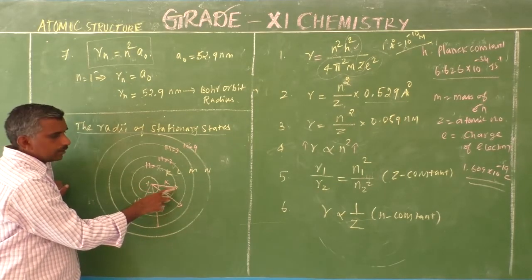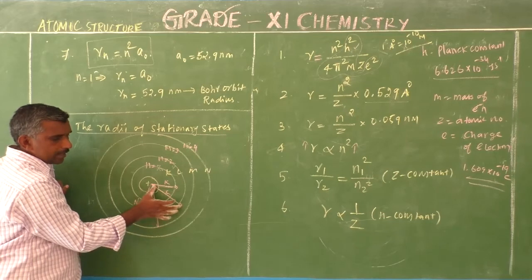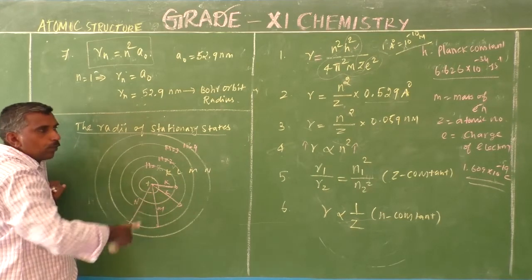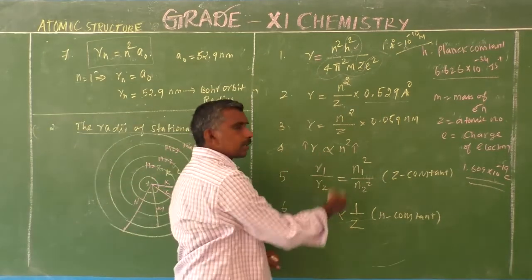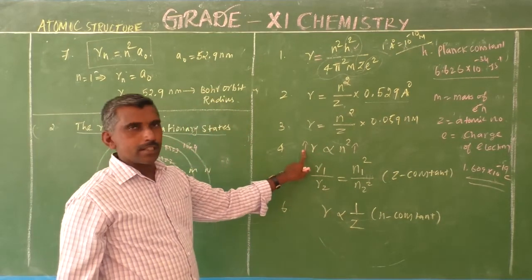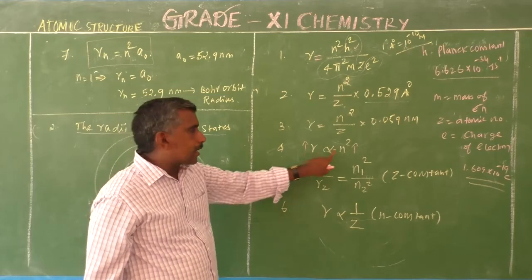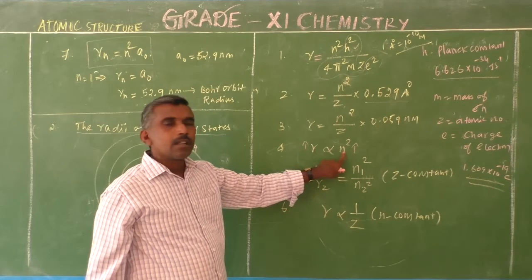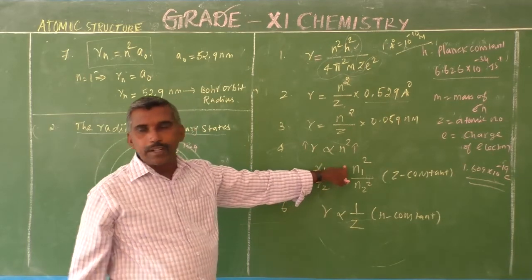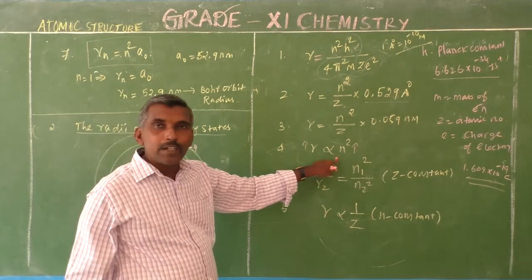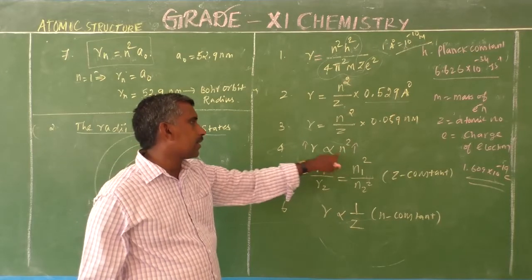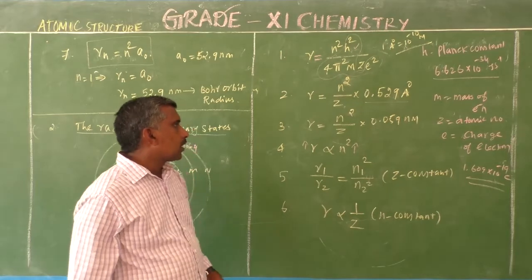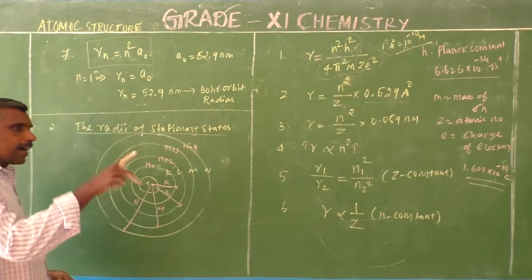N is equal to 1, now n is equal to 2, the size of the radius increases. n is equal to 3 and n is equal to 4. So the orbit radius is directly proportional to n squared. So r depends on n, the principal quantum number. Later we will discuss the principal quantum number. So for n, the orbit radius is directly proportional to n squared. Now you compare it to two orbits.